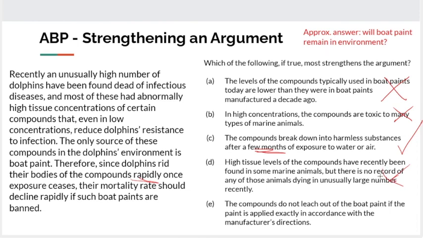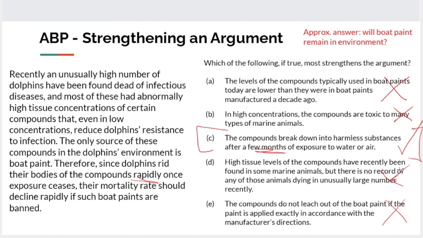If anything, that would weaken the argument, because that would suggest that these compounds are not really having such an effect on the mortality rate. And then E, the compounds do not leach out of the boat paint if the paint is applied exactly in accordance with the manufacturer's directions. Why does that not really strengthen the argument? Because this doesn't say anything about whether or not the paint is applied exactly in accordance with the manufacturer's directions. Chances are it's not always going to be applied exactly in accordance with the manufacturer's directions, and so we can eliminate that option as well. So our correct answer here is going to be C.